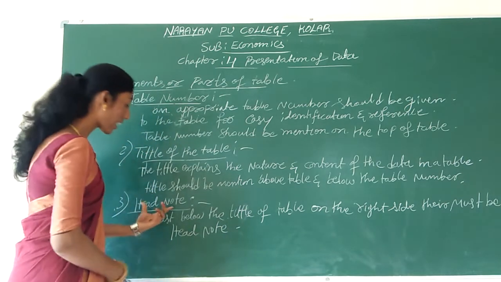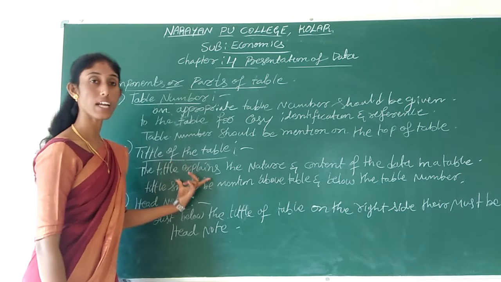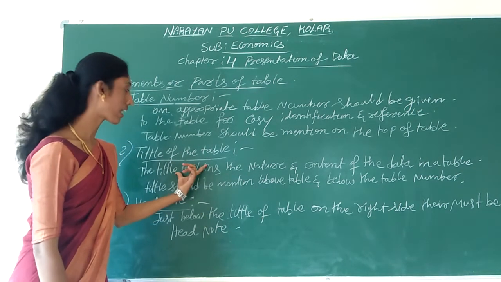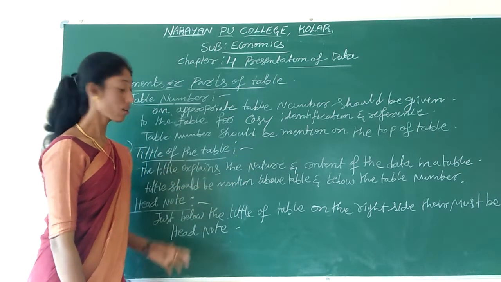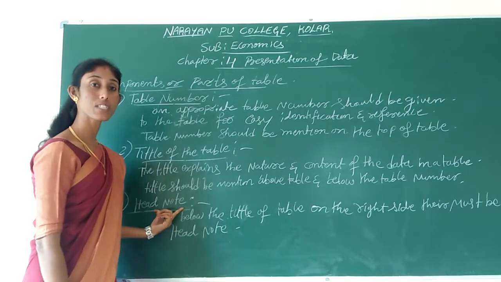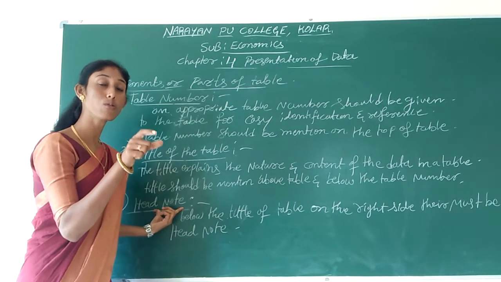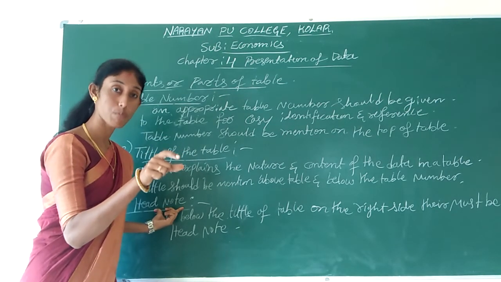Here, the headnote is usually mentioned after the title and above the table, on the right side. Because the headnote represents the body of a table. It means the numerical values which we have entered in the data. What are they going to represent?